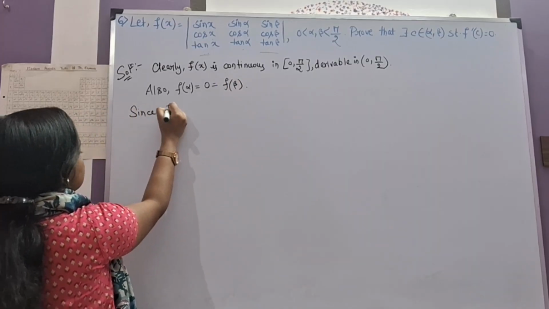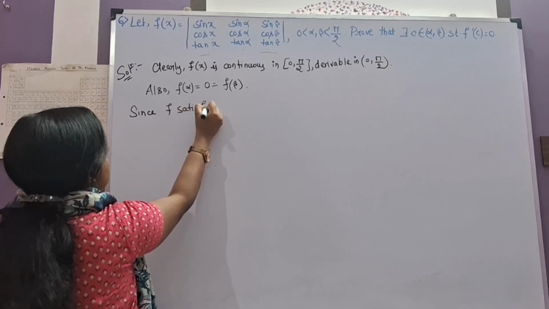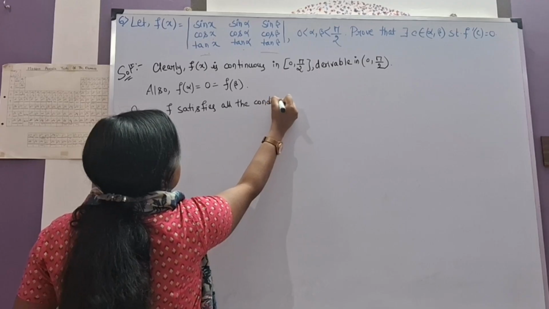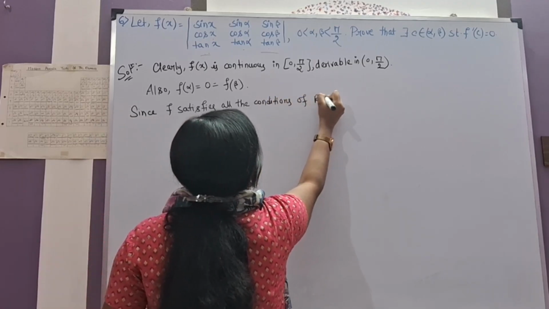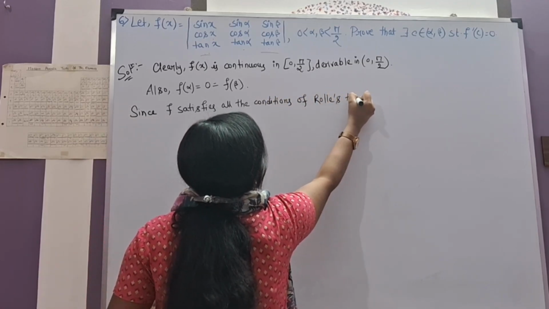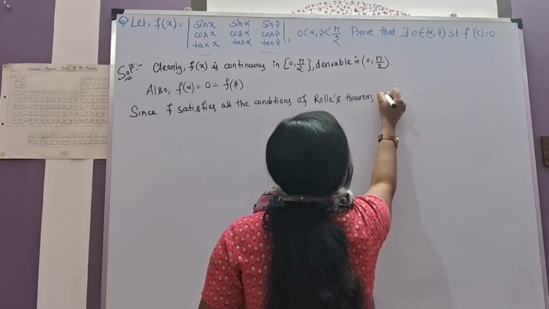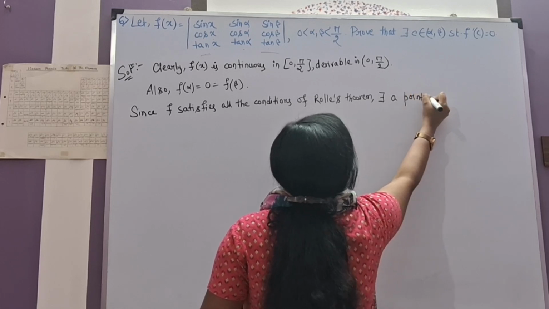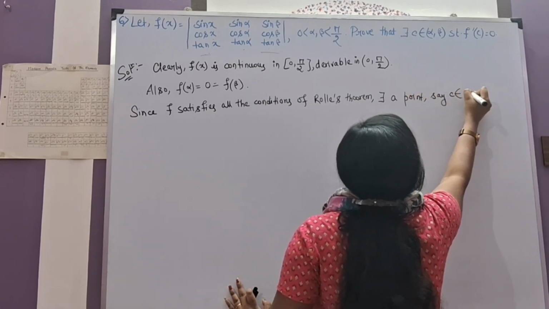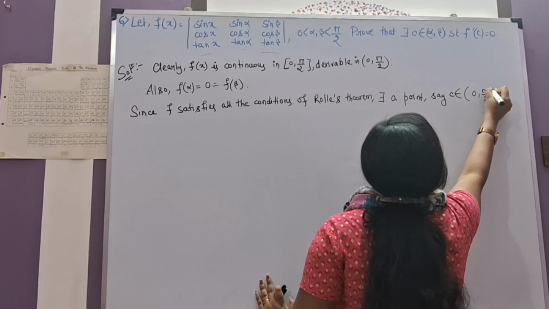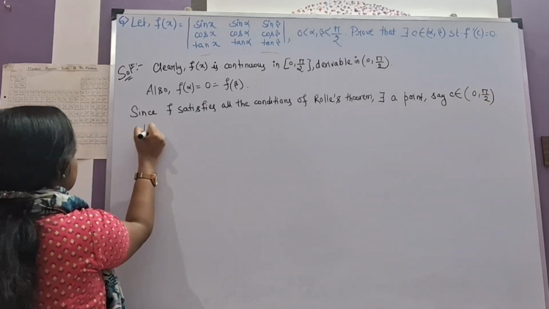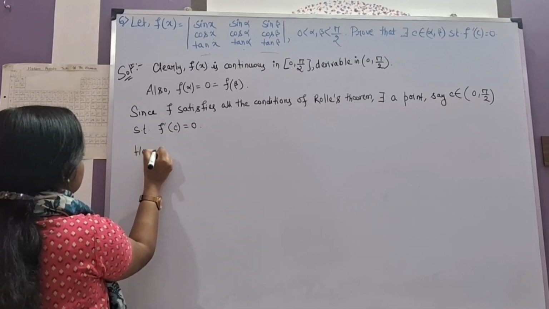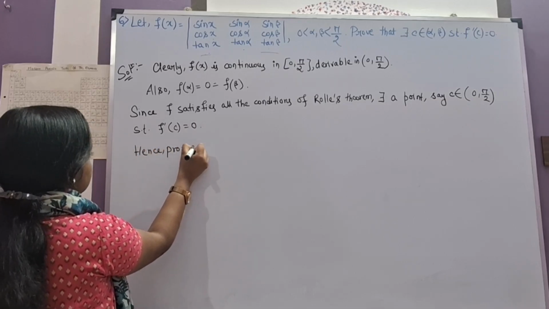So since f satisfies all the conditions of Rolle's theorem, what can we say? We can say that there exists a point, say c, belonging to open interval 0, pi by 2, such that f dash of c equal to 0. Hence proved.